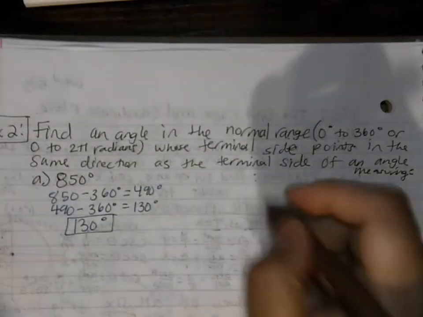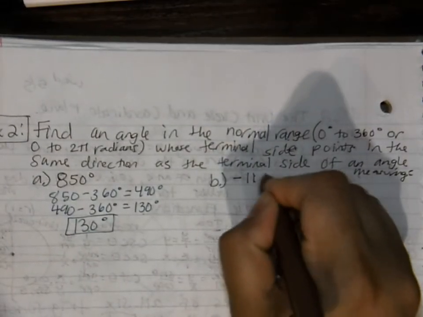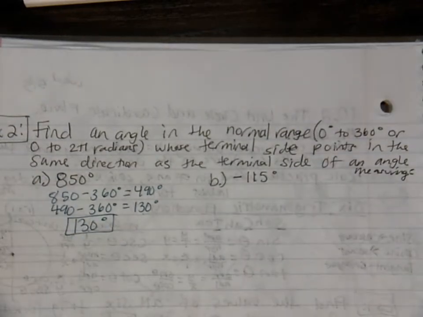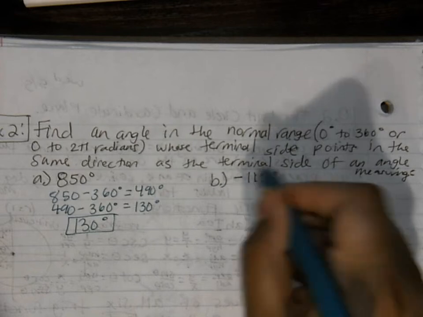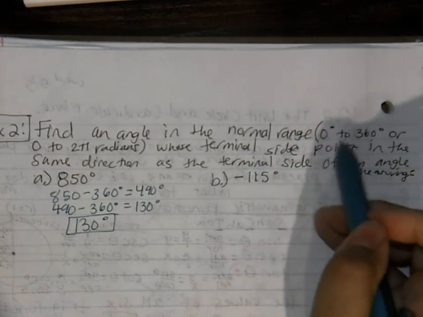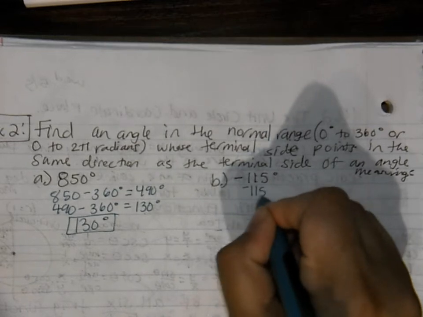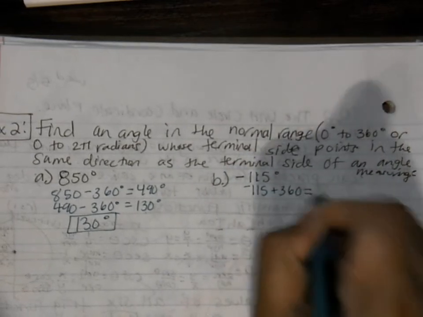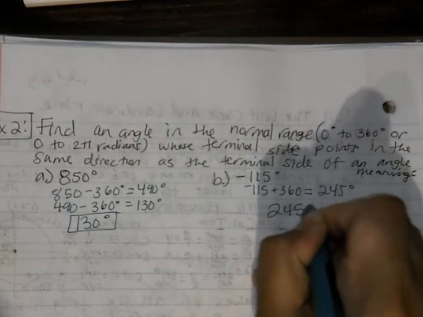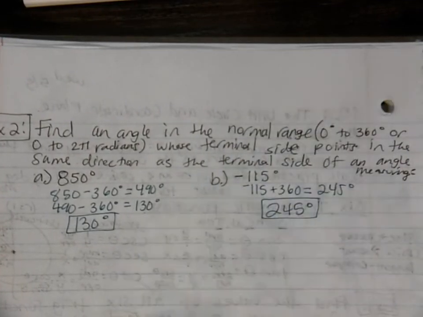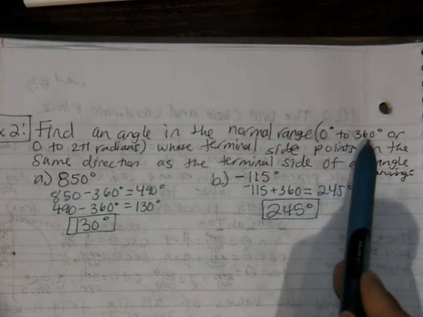Here's another one. Same idea, but let's imagine our angle is negative 115 degrees. So we would start by adding 360 this time, because we're trying to get out of the negatives, and we have to again get to an answer between 0 and 360 degrees. So negative 115 plus 360 is 245, and that's my final answer. It's that simple. Just either add or subtract 360 so that you end up between 0 degrees and 360.